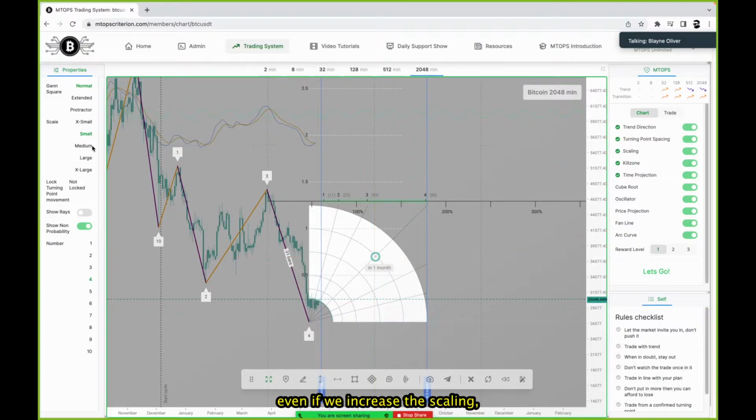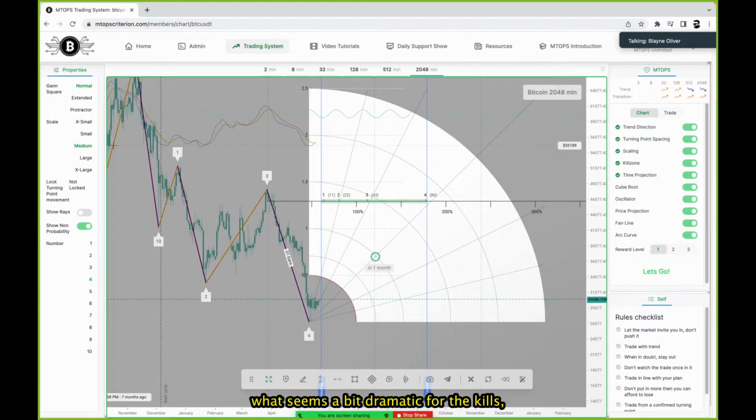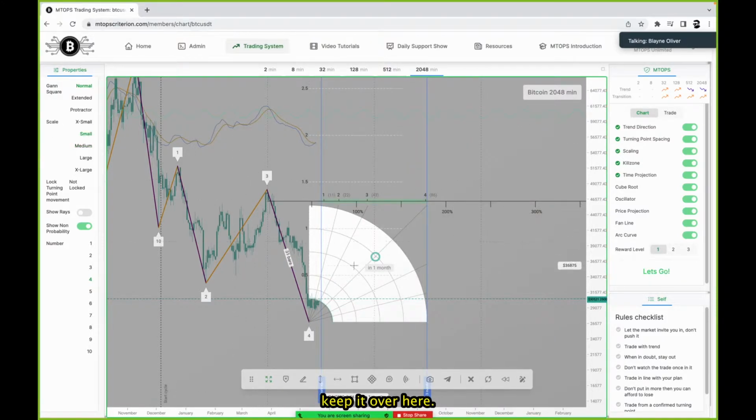Even if we increase the scaling, which seems a bit dramatic for the kill zones we've already got, that will be our range of consideration. Anything past there is not going to happen, and the same thing on the other side. Once again, I'm going to dial it back and keep it over here. This just confirms that this could be the right scaling. And of course, the midline happens over there, assuming that we're moving from 4 to 5.